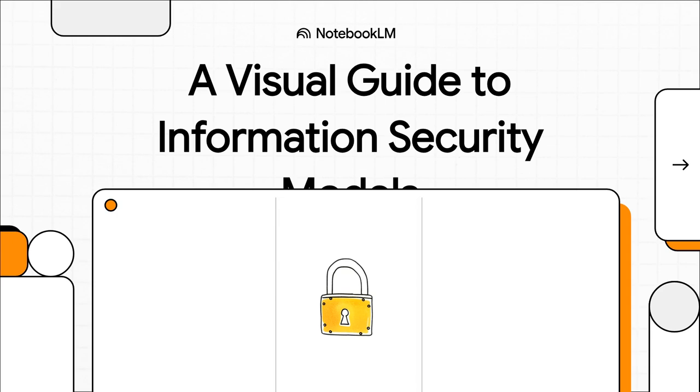Ever stop to think about what really keeps your data safe? I mean, it's not just about having a strong password. Behind the scenes, there's this hidden architecture. It's called an information security model. Think of it like a blueprint that decides who gets to see what. And today, we're going to pull back the curtain on these super powerful, invisible rules.